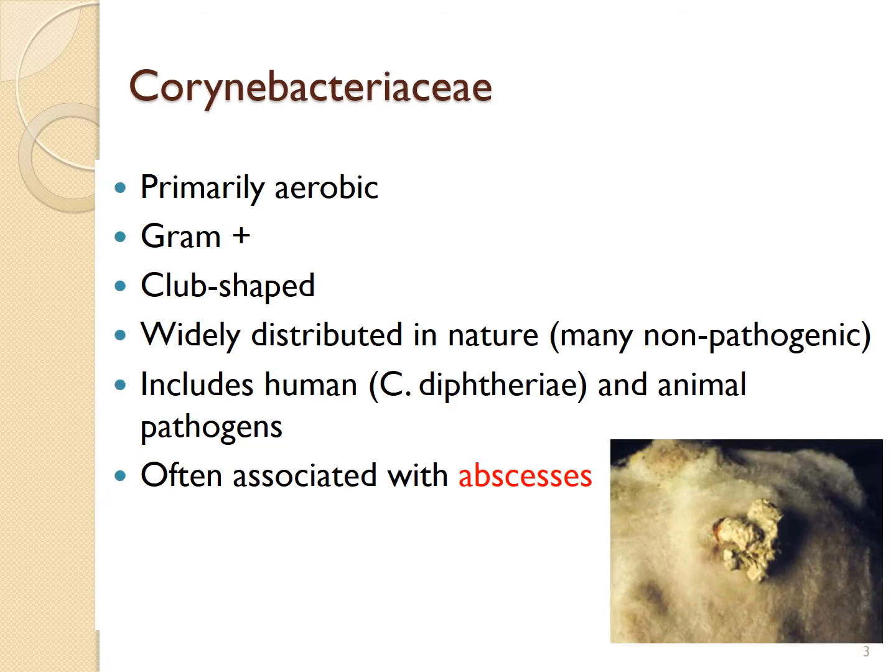The Corynebacteria Actinomyces are small gram-positive club-shaped rods that are primarily aerobic and facultatively intracellular. They are widely distributed in nature, and many are non-pathogenic. The pathogenic species include animal and human pathogens. These bacteria are often associated with abscesses.